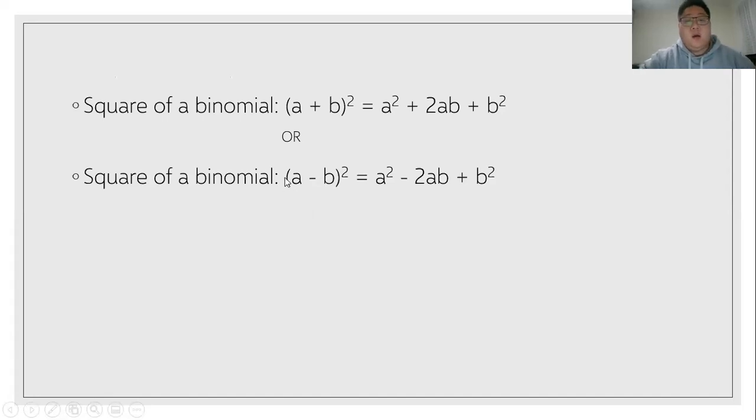Now, another part of our binomial expansion is the square of binomial rule. There are two parts to this, it's either this one or this one. So sometimes you have a plus b all squared or a minus b all squared. The only difference is that a plus b all squared is a squared plus 2ab plus b squared, or a minus b squared equals a squared minus 2ab plus b squared.